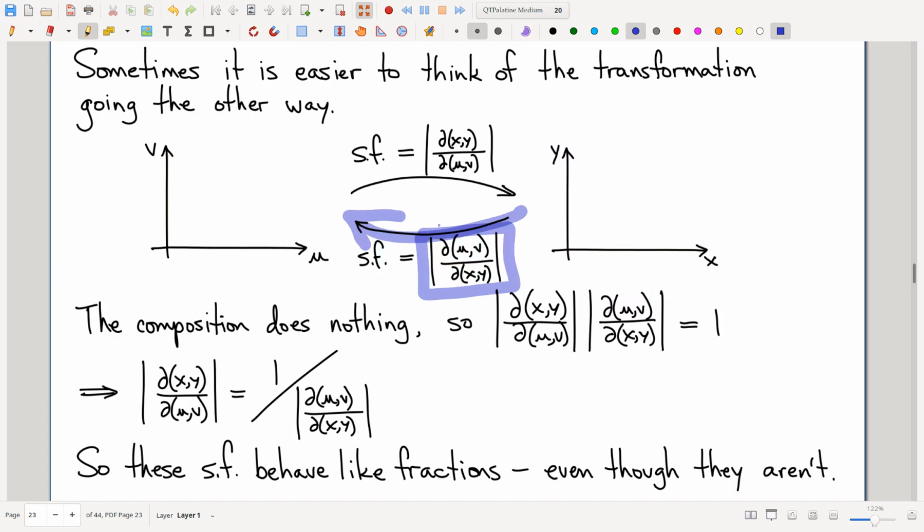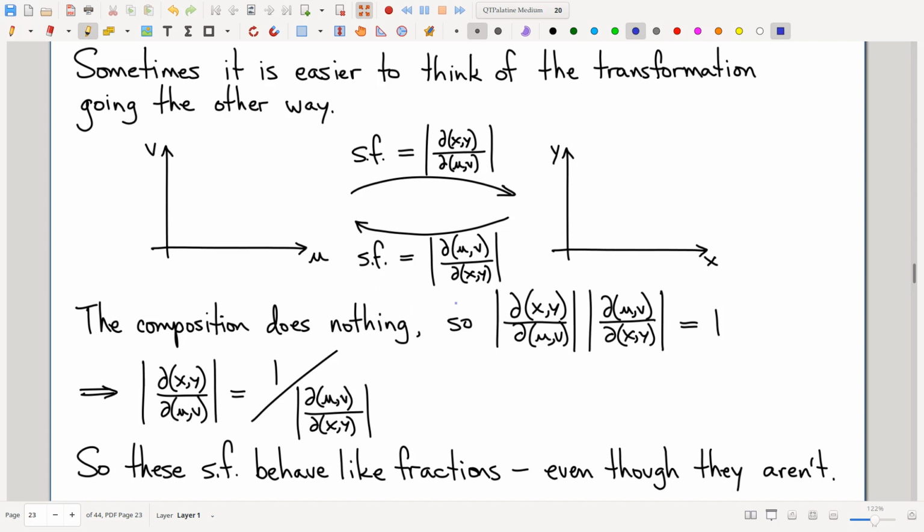And again, keep in mind, these stretching factors, we write them as if they're fractions. They are not fractions. They are determinants. It's a shorthand notation for a determinant, right? So I can't just say it behaves like a fraction because I chose a notation that makes it look like a fraction. That's nonsense. But here's the good news. They do behave like fractions.